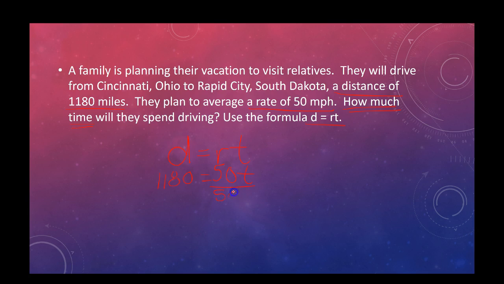We would divide by that coefficient of 50. And that's going to give us 1,180 divided by 50, which gives us 23.6, which equals our t. Let me double check my math. Yep, that's what I got. So the time is going to be 23.6. And again, because we're talking about miles per hour, this is hours.